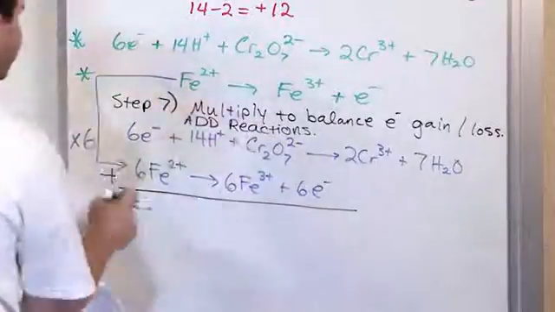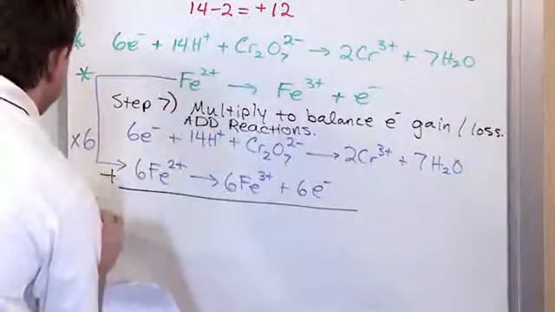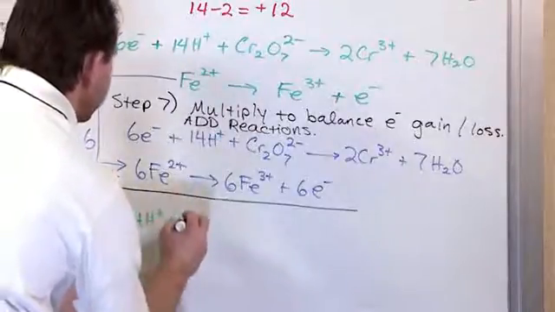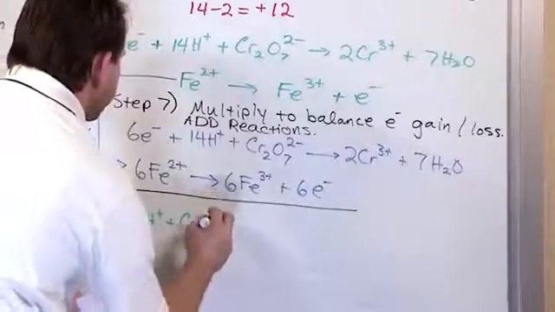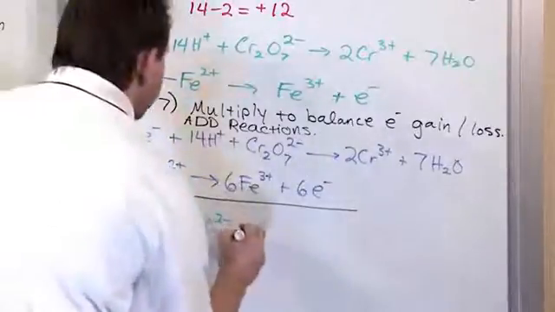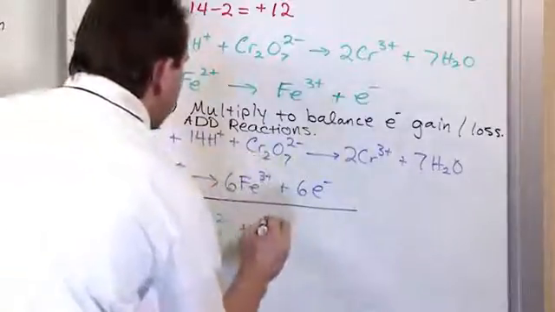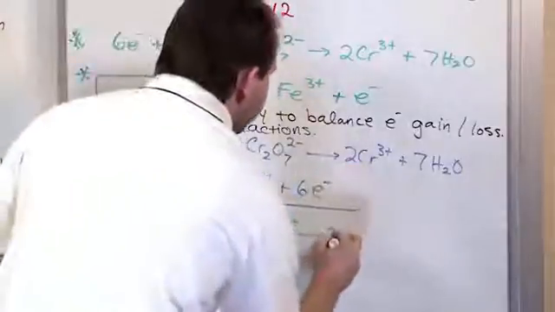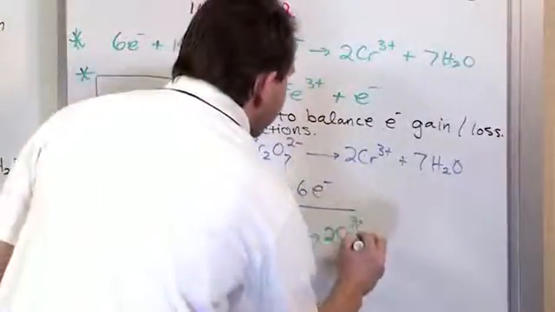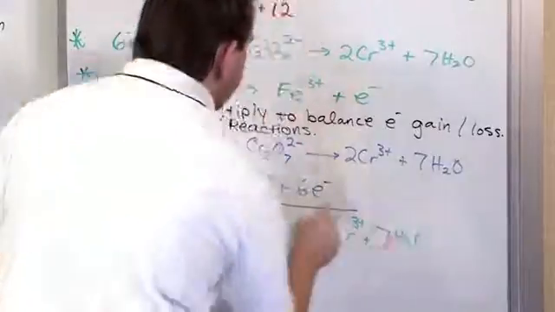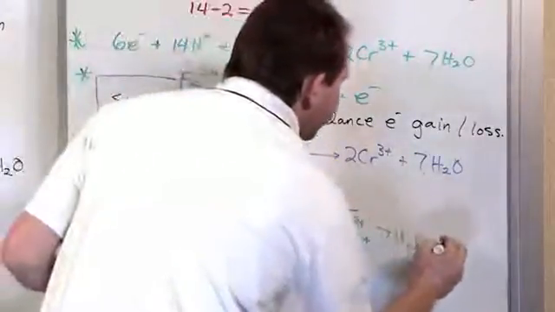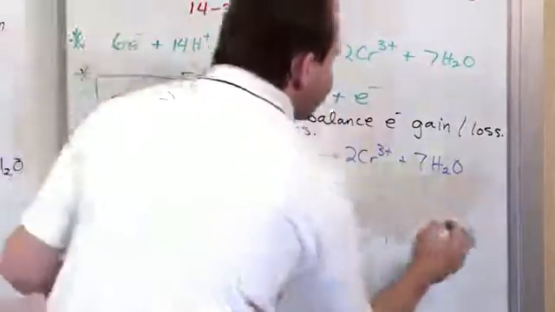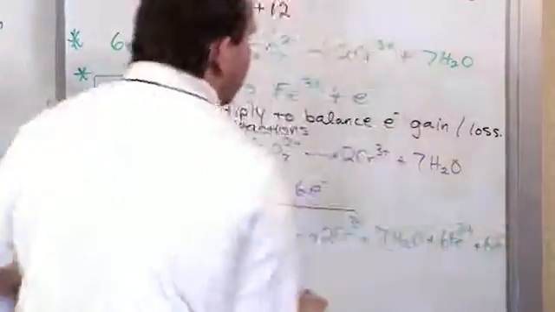So we look at everything on the left-hand side, and that will be 6 electrons plus 14 hydrogen ions plus Cr2O7 2-, plus 6 Fe2+. And on the right-hand side, we'll have 2 chromiums plus 7 waters, and we have 6 irons, 6 Fe3+, and then we have 6 electrons. Okay, make sure you understand that.